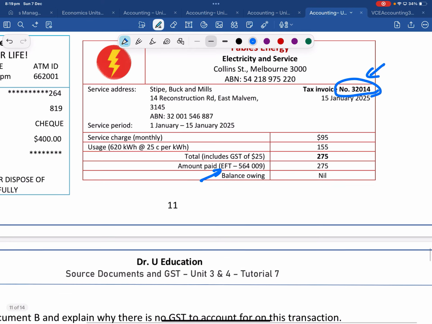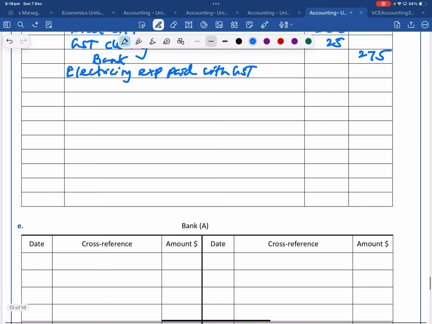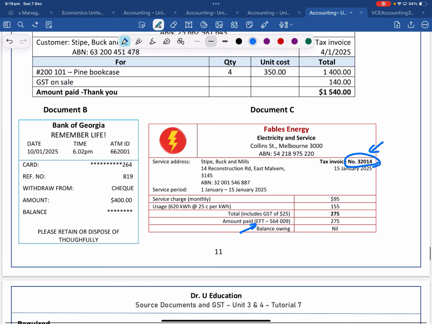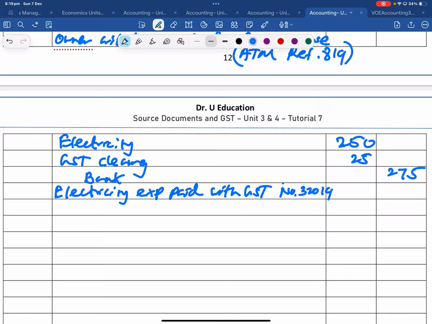So is that the receipt number? Yeah, receipt number 32. They put it next to the tax, and that's fine. Tax invoice is just a term. For them, for the Fables Energy, it's like a cash sale. So the number, 32,014, is actually a receipt number.